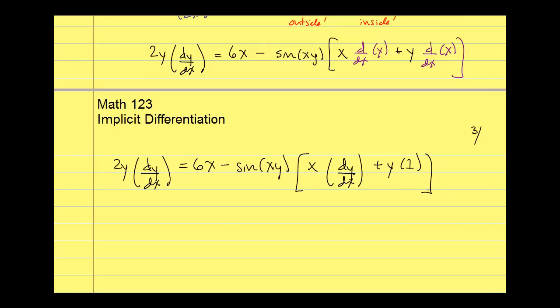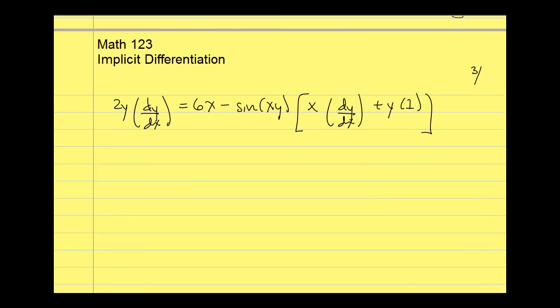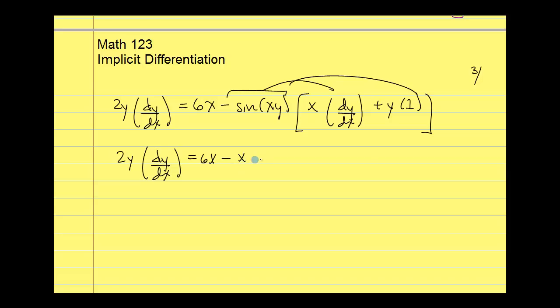Now the whole thing here is I want to figure out what dy/dx is, so I need to get all my dy/dx's on one side, everything else on the other side. So I'm going to take this negative sine xy and distribute through. I have 2y dy/dx equals 6x minus, and I'm going to pull this x dy/dx out front, because I don't want to mess it up with the argument of my trig function. Then I take negative sine xy times y, which is a negative y sine xy.